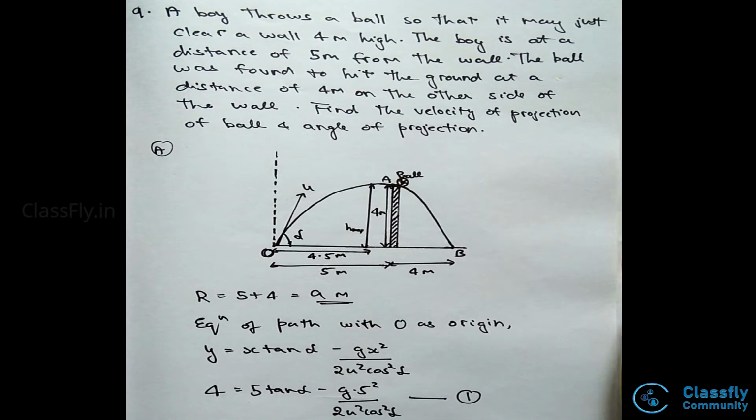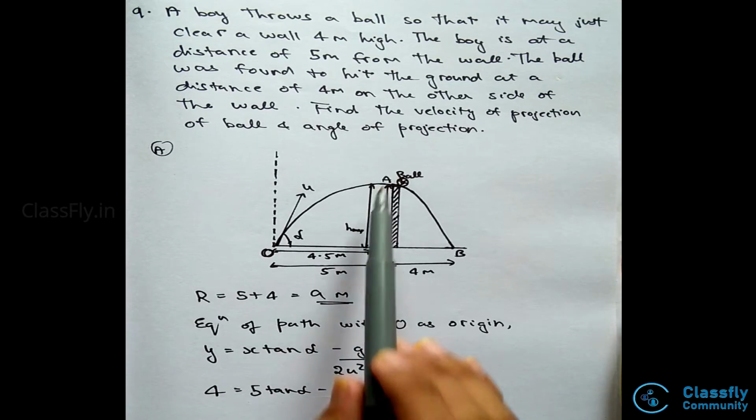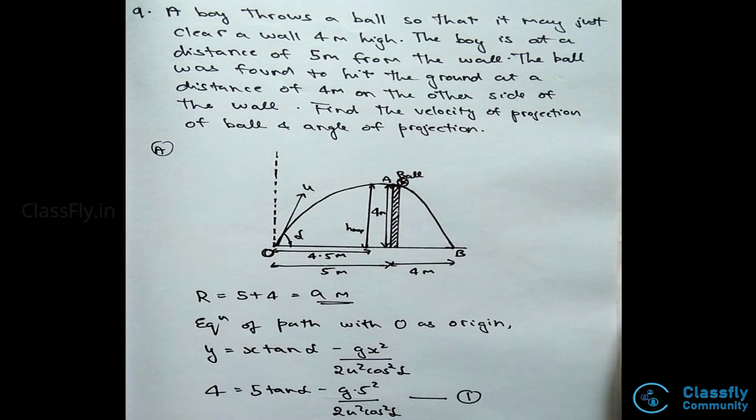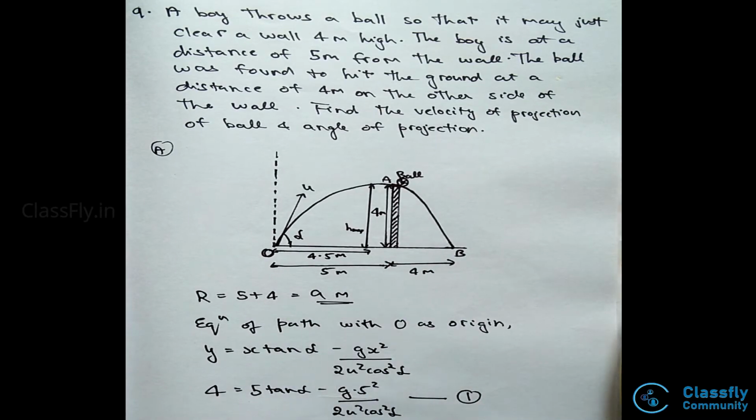Let u be the velocity of projection, alpha be the angle of projection, and h max be the maximum height attained by the ball, that is at the midpoint of the total range. Now, the range of the ball is nothing but the total horizontal distance travelled by the ball, that is 5 plus 4, that is 9 meters.